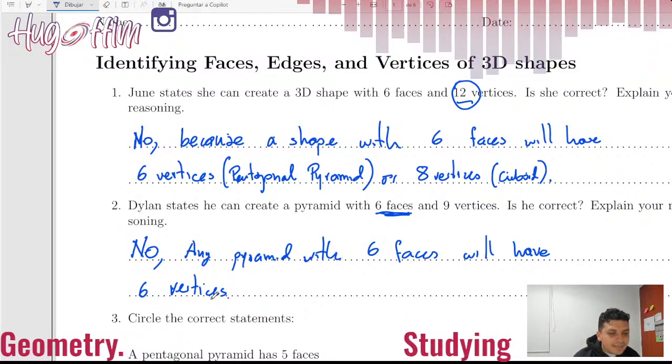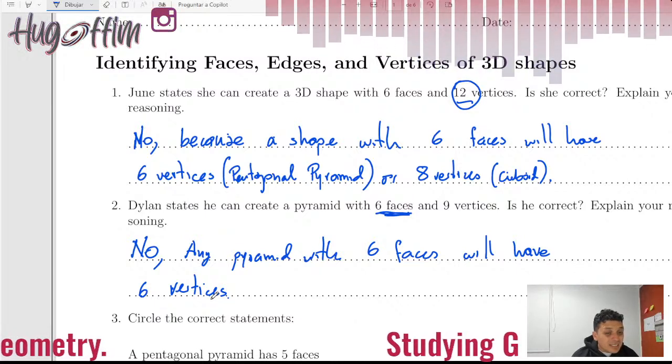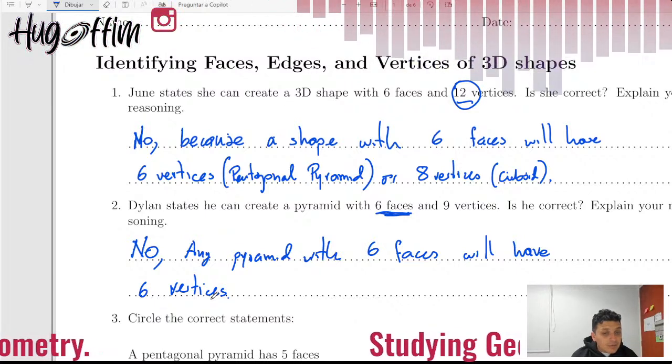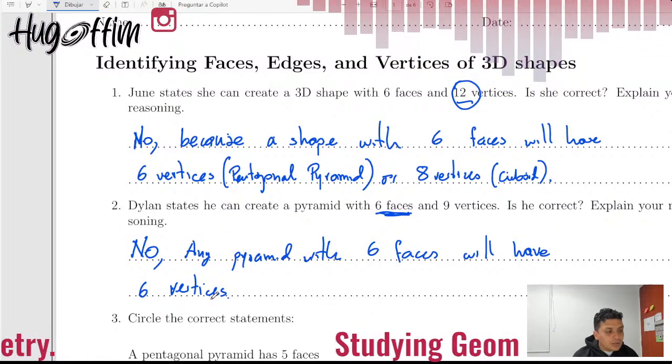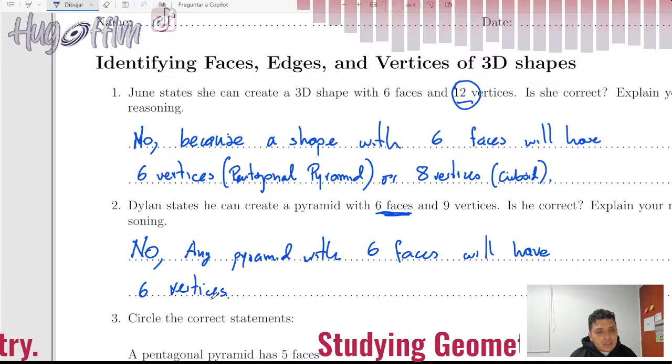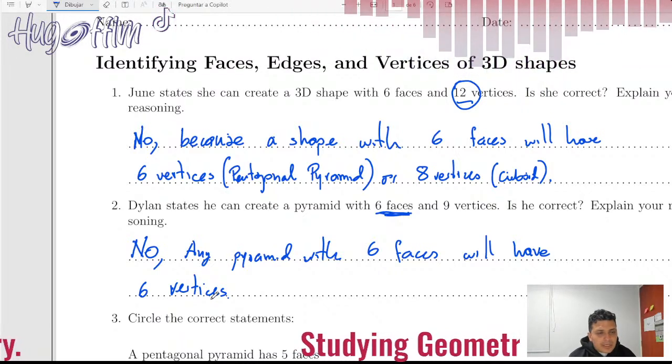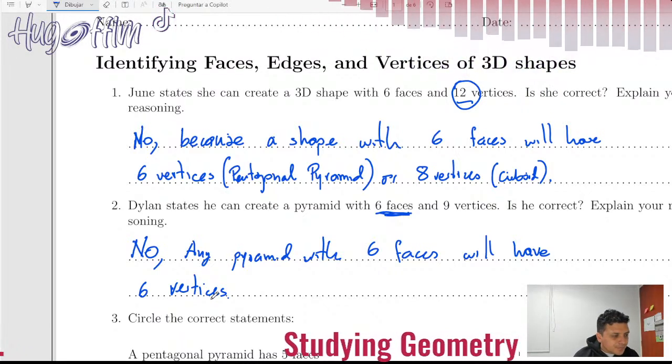Okay, so in this case, we're going to have 6 vertices. The number of vertices is equal to the number of faces in a pyramid. So this is going to happen, so he's not going to be correct.